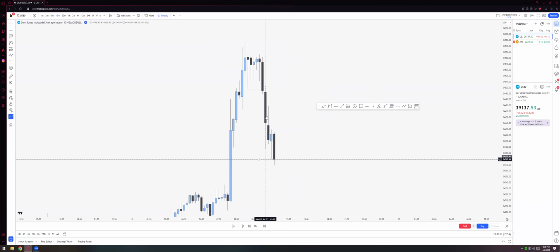Okay. So that's basically how we know when market is doing a bearish momentum: when we have the two breaks on 15. Okay.